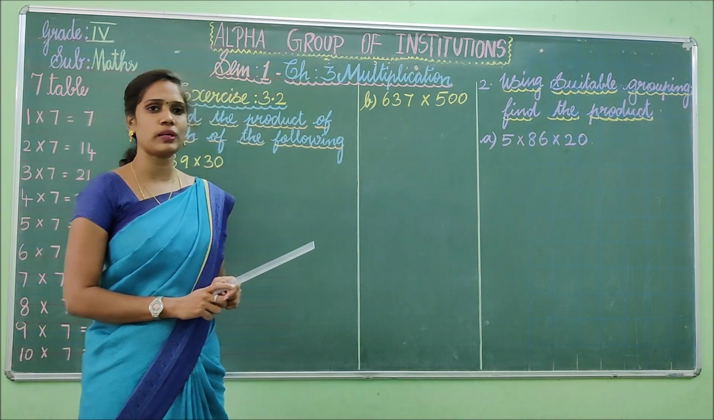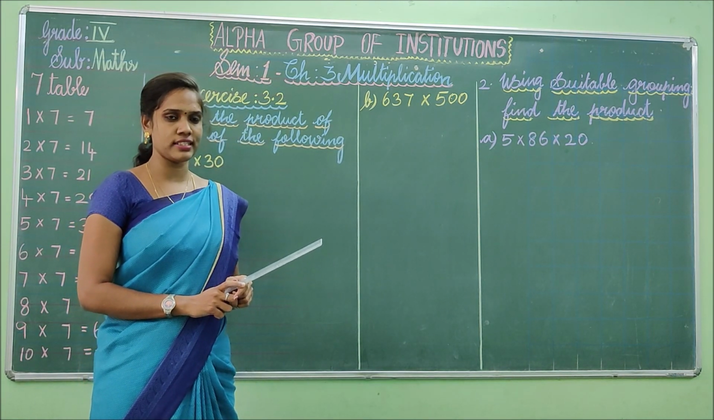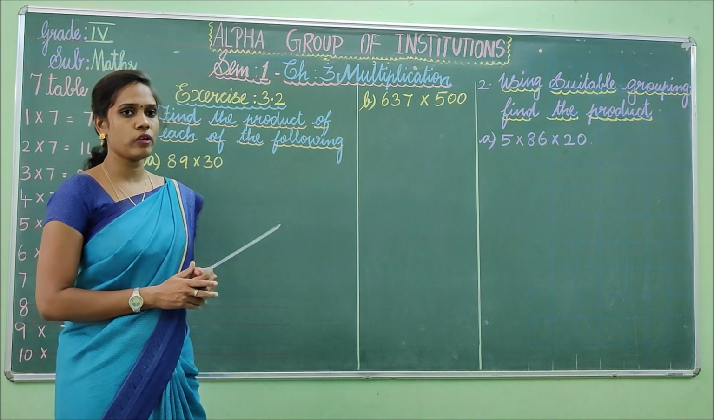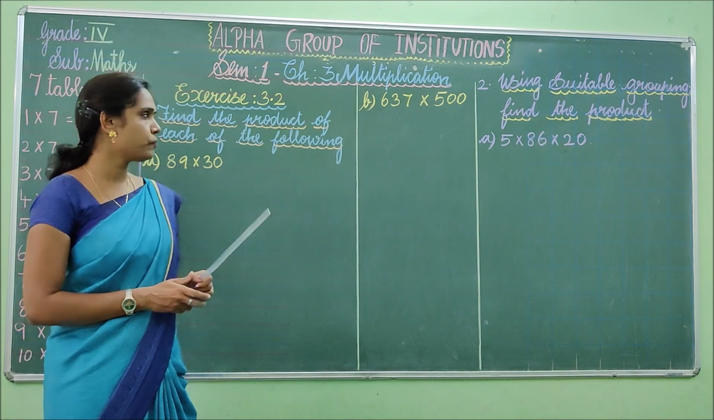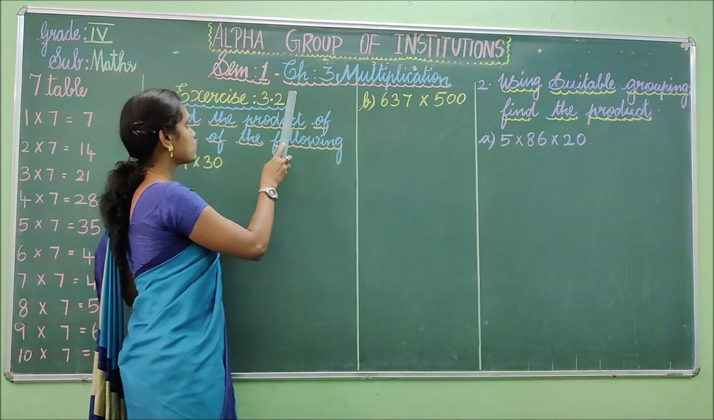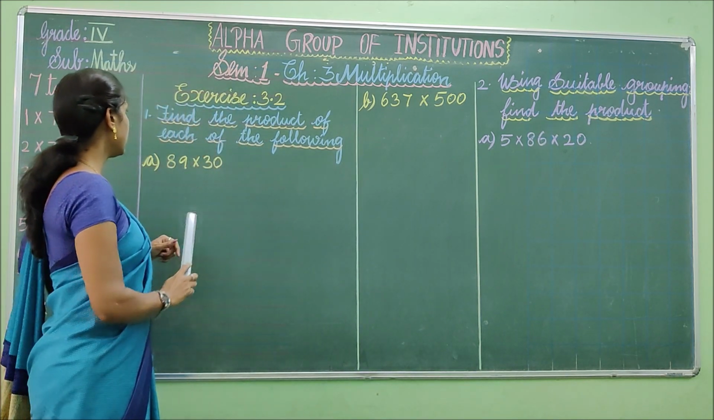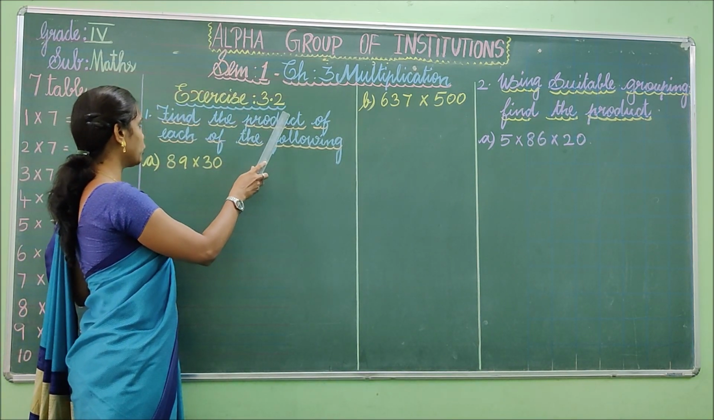Last class we revised multiplication, isn't it? We have seen only one exercise. Now we move on to the second exercise. See, semester 1, chapter 3, multiplication, exercise 3.2.